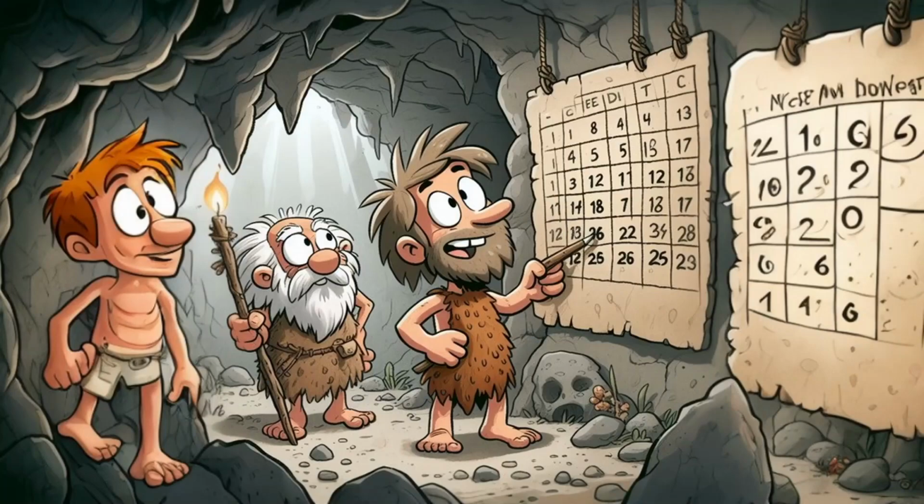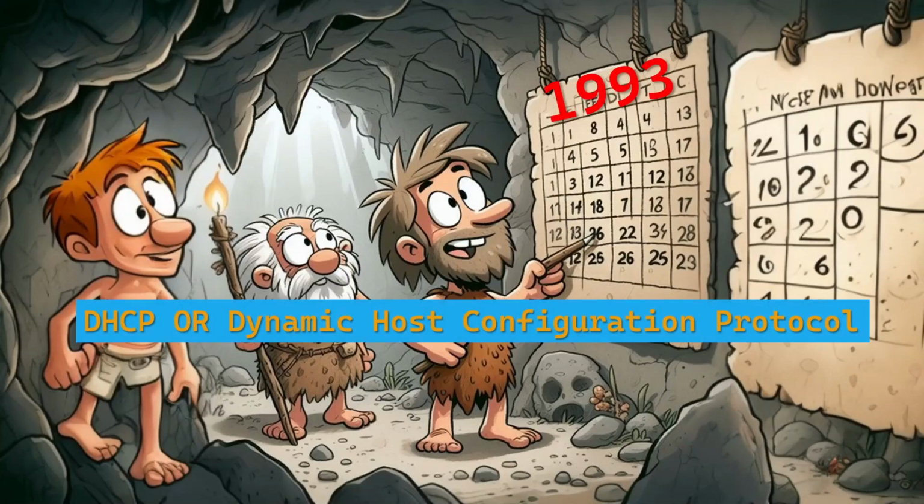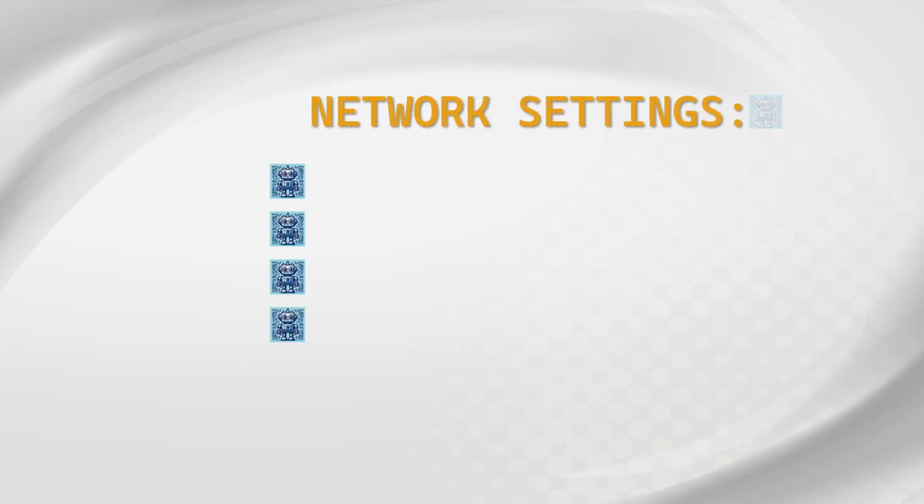The technology was defined in 1993 and is called DHCP, or Dynamic Host Configuration Protocol. And you might ask me, what settings do we need for the client to function properly in a modern network? Well, here they are on the screen.